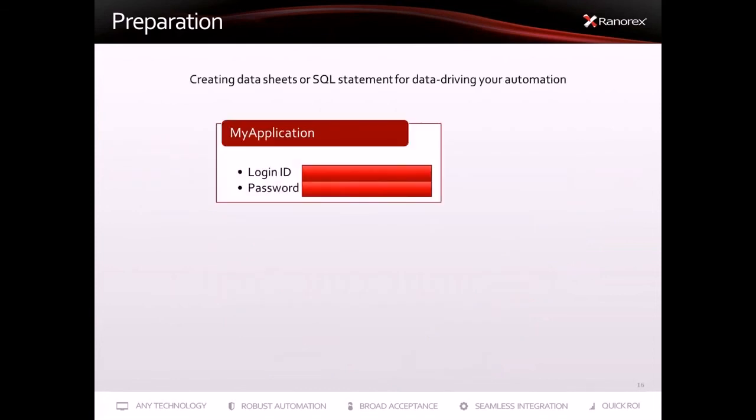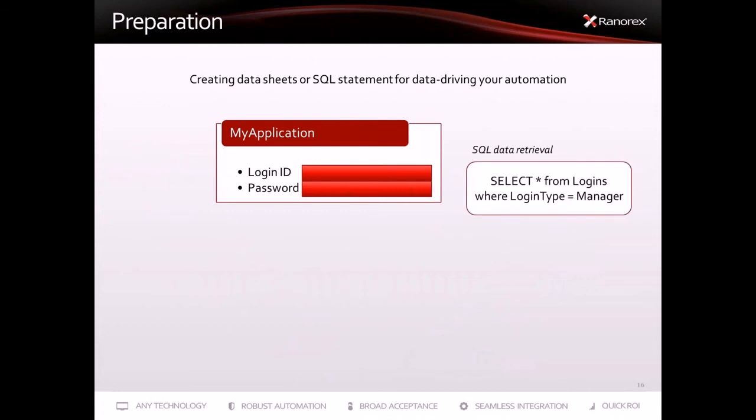All right, so jumping into the next section of preparation: creating data sheets or SQL statements for data driving your automation. If I just had a little form here, say my application, it's got a login field, it's got a password field. I may do a SQL data retrieval to say select all from logins where login type equals manager, because now I want to make sure I test with a manager, I want to test with a supervisor, I test with an analyst, all the different permutations of what rights it could come up to.